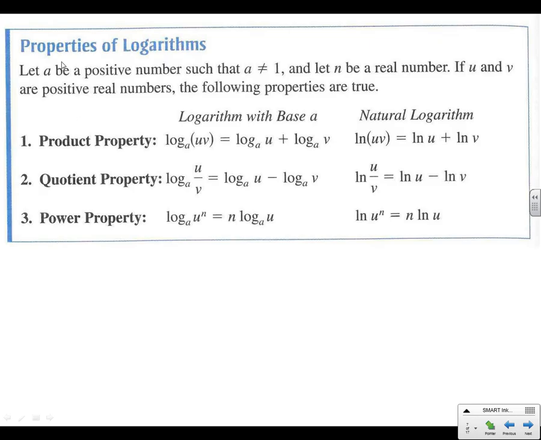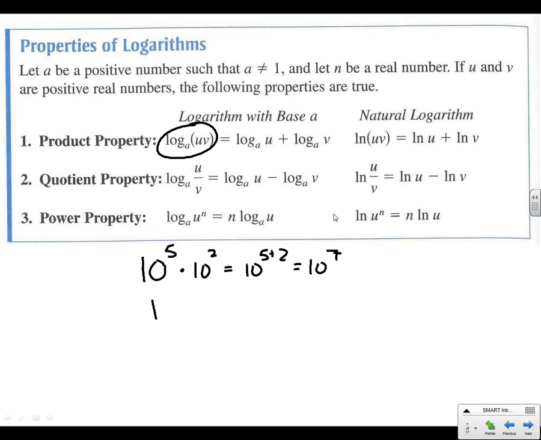Now let's take a look at some properties. We're going to learn in this chapter how to expand and contract some logarithms. Here's the rule. If you're multiplying, we can expand this into two separate log problems using a plus. If we think back to our properties of exponents, if we have 10 to the 5th times 10 squared, we get 10 to the 5 plus 2, or 10 to the 7th. That's the same thing that's happening up here.